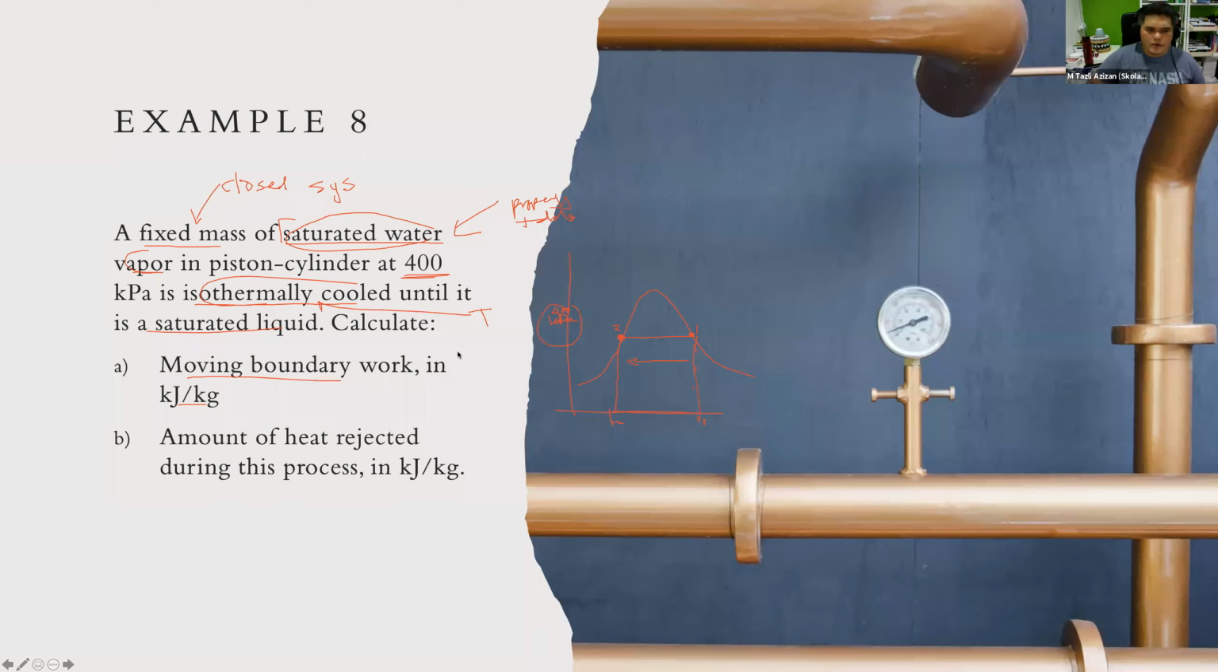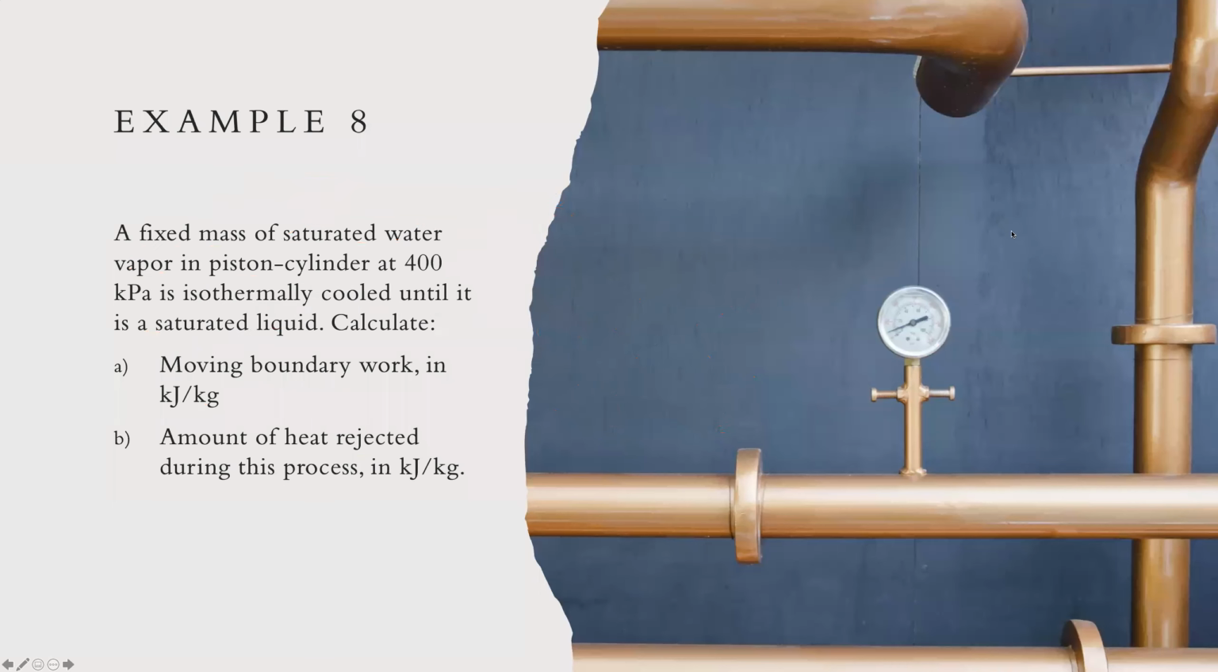But because this is specific volume, we need to know the volume itself. Okay, what is V? Right. And then the amount of heat rejected during this process. This is where we need to do some kind of energy balance as well. So let's have a look at this solution.